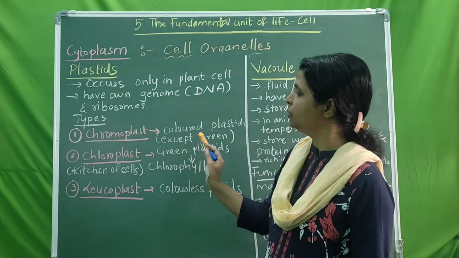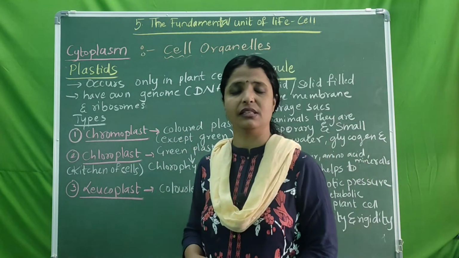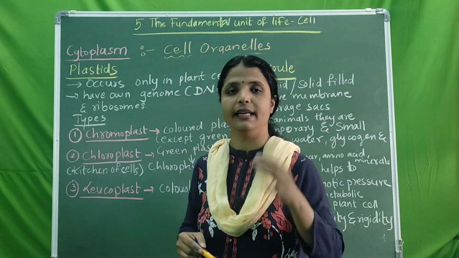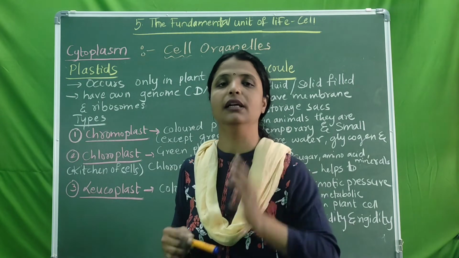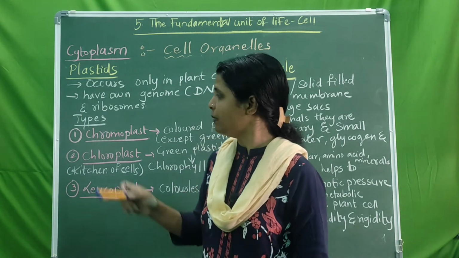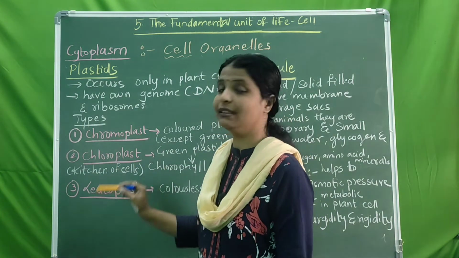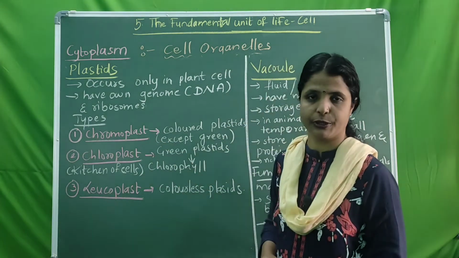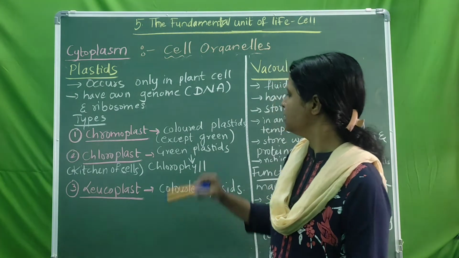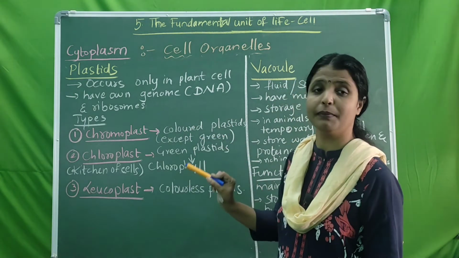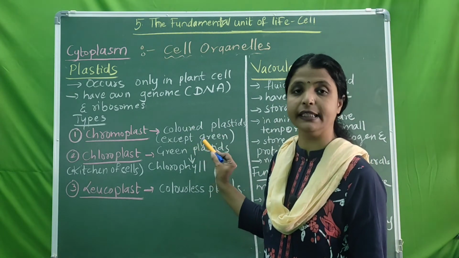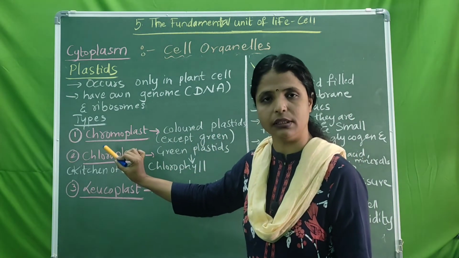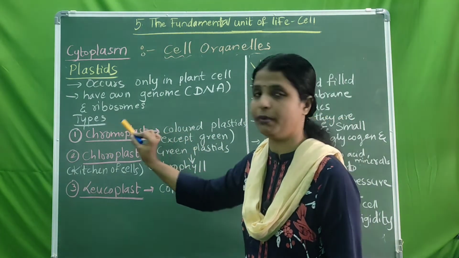Okay. Now what are the types of plastids? Actually, what are the plastids doing in the plants? They provide the color to the plants. So mainly the plastids occur in three types in the plant cell. First one is chromoplast. Chromoplast in the sense the colored plastids except green color. Other than green, it has all other colors. So it is called chromoplast.